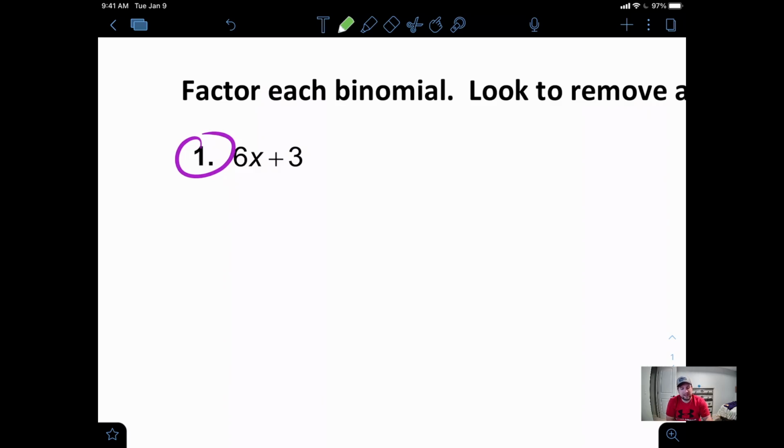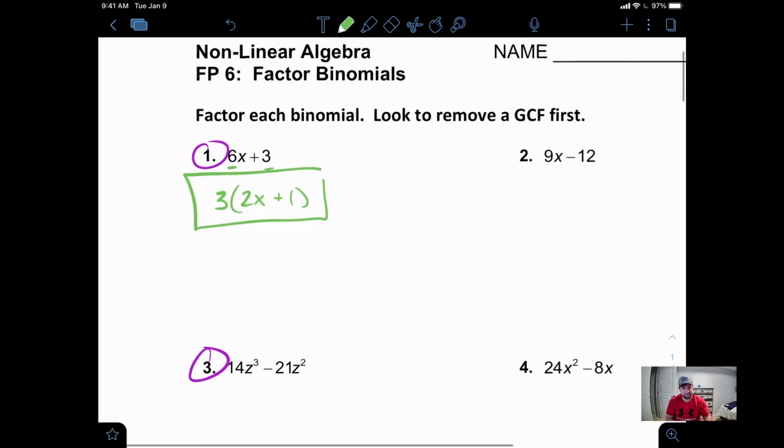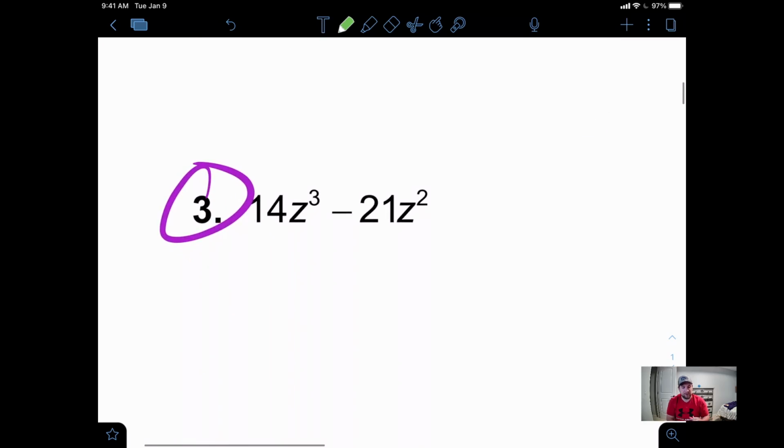So when I get to something that just has two terms, I always want to think to myself, is there a number that goes into each of these? And in this situation, I know that 3 goes into 6 2 times, and 3 goes into 3 1 time. So I'm able to factor it in this manner. Now, if you notice in this particular problem, there's no x squared here. So that's a guarantee that we're not going to be able to go any further, and that this will be my final answer. Let's look down at problem number 3.